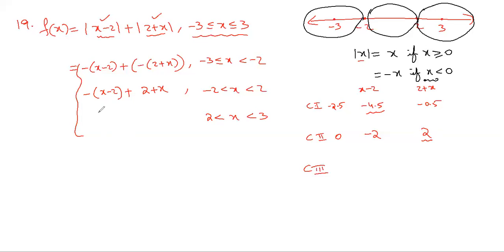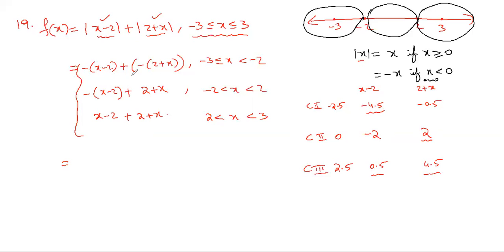Here again, you take one number in this interval, between 2 and 3. Just take 2.5. Substitute 2.5 in it, you get 0.5 and 4.5. So both are positive. If you get a positive value inside the modulus, when you remove the modulus, you should write it as it is, x minus 2 plus, and here also you are getting positive, 2 plus x. Now the next step, you will just simplify it and write it.